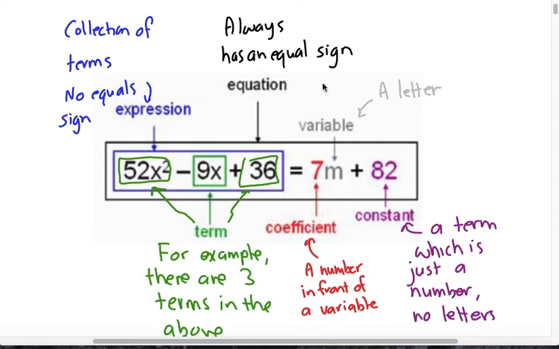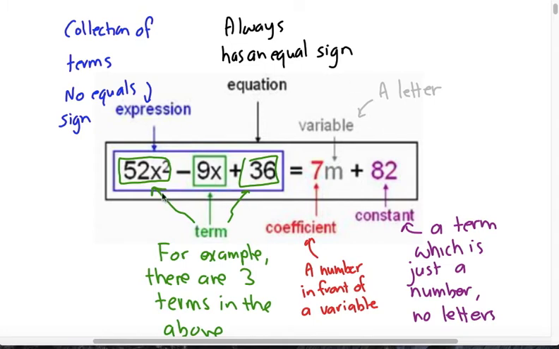So the equation has to have an equal sign, but on top of that, you've got to have terms on either side. There must at least be some terms present. You can't just have this here and an equal sign and nothing there. You've got to have an equal sign and there must be terms present on the left and the right-hand side.